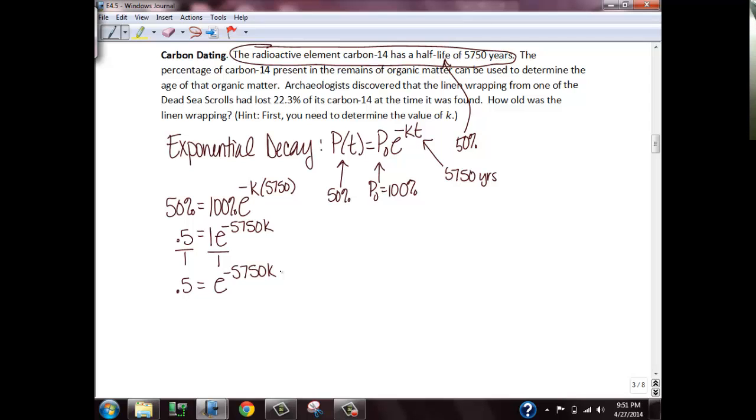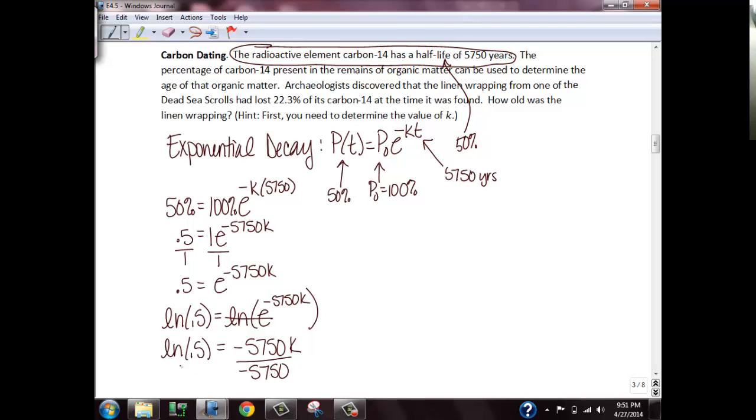It's in the exponent, which means I need to get rid of my exponential base, which in this case is e. To get rid of e, I use ln. So I'm going to do ln of 0.5 on the left is equal to ln of e to the negative 5750k on the right. I do this so that my ln and my e will cancel, which leaves me with ln of 0.5 is equal to negative 5750k. And now all I have to do is divide off my negative 5750.